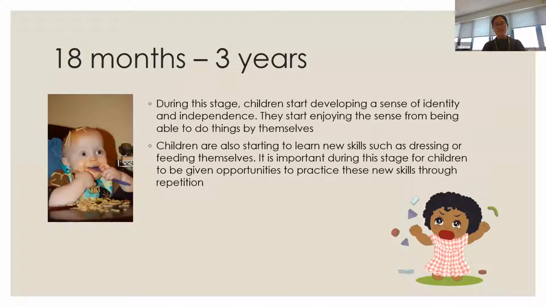And then we get to 18 months to 3 years. This is the period of the infamous toddler tantrums, the terrible twos as they call it. That's related to what we mentioned earlier with brain development. At this stage of their life, they want to be independent, do things by themselves and develop a sense of identity, but at the same time they are very emotions driven.